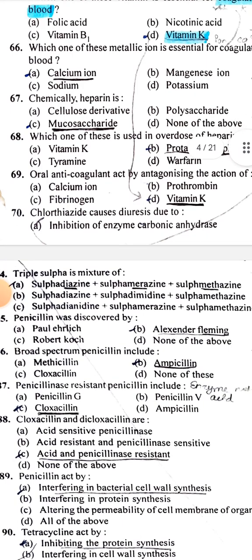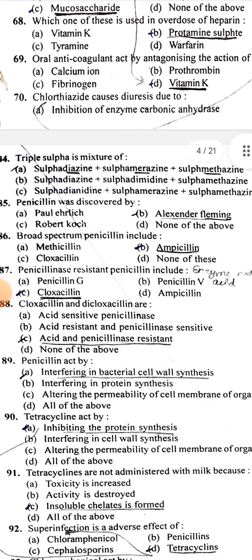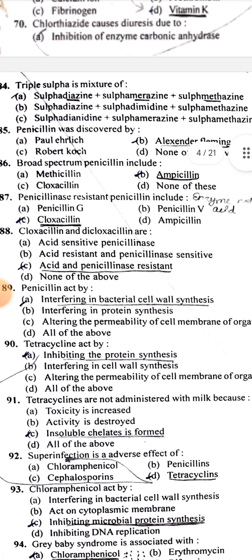Penicillin was discovered by Alexander Fleming. Broad spectrum penicillin includes ampicillin. Penicillinase resistant penicillin includes cloxacillin. Cloxacillin and dicloxacillin are acid and penicillinase resistant. Penicillin acts by interfering in bacterial cell wall synthesis.